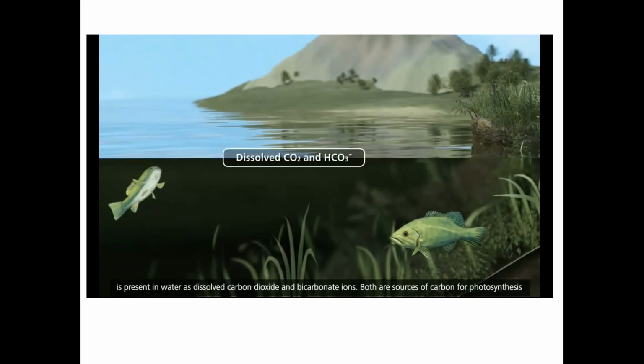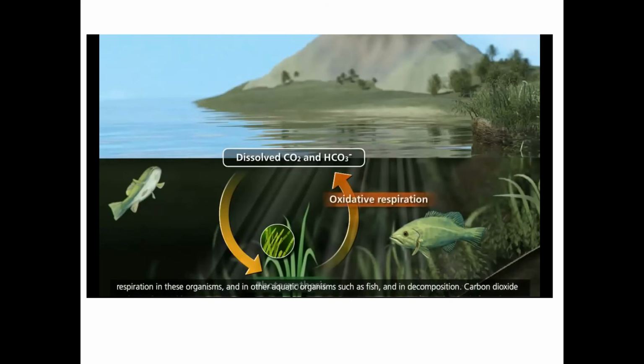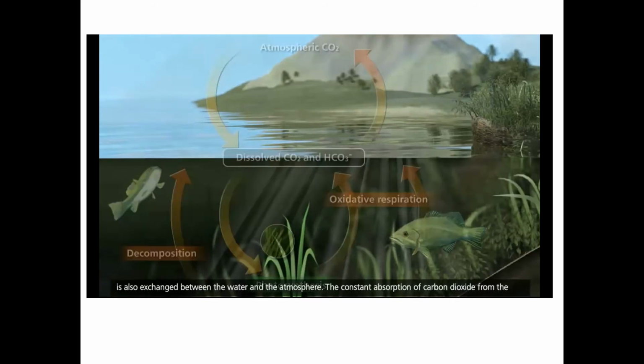Carbon is present in water as dissolved carbon dioxide and bicarbonate ions. Both are sources of carbon for photosynthesis and are taken up by algae and aquatic plants. Carbon dioxide is released into the water through oxidative respiration in these organisms and in other aquatic organisms such as fish, and in decomposition. Carbon dioxide is also exchanged between the water and the atmosphere.